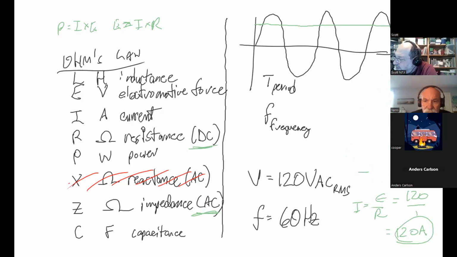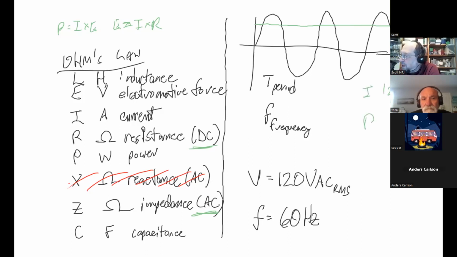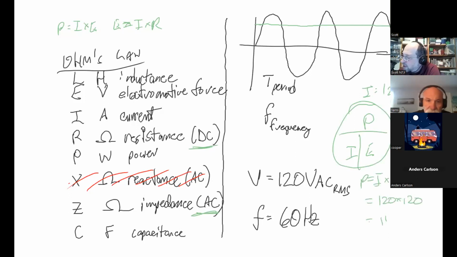Okay, let's see the next thing that we can do with this. If we have 120 amps, and we have P, I, E: P is equal to I times E, which is 120 times 120, or 14,400 watts. Okay, so that's with the DC power supply.